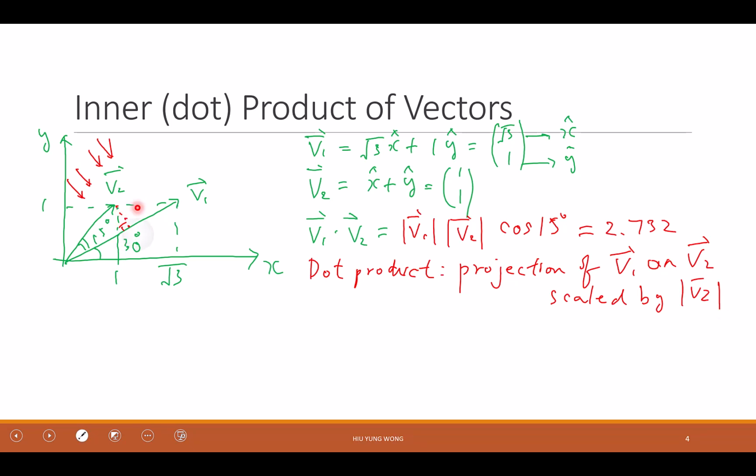Because I say the so-called inner product is what? The length V1 cosine 15, right? So this is the projection, V1 cosine 15. But then I further multiply by the length of V2. That's why I say dot product is projection of V1 on V2 scaled by V2. Is that okay? It's just a way of describing, but the point is you understand what this is, right?